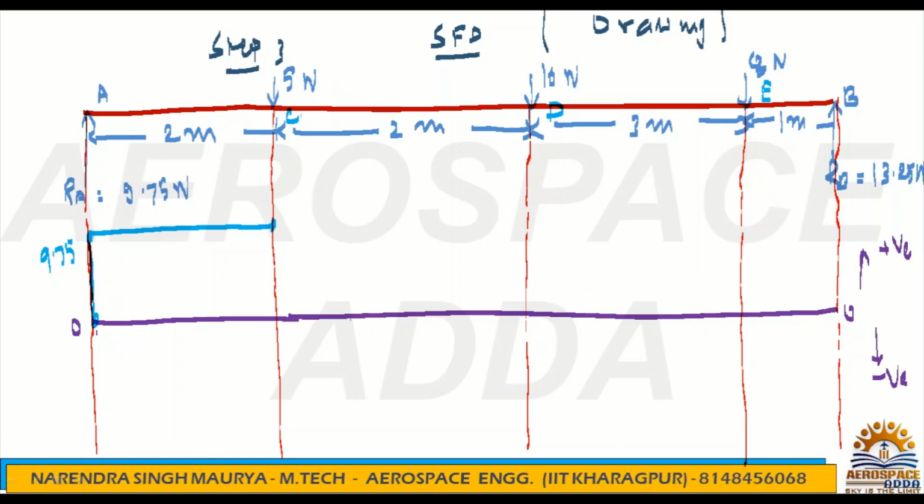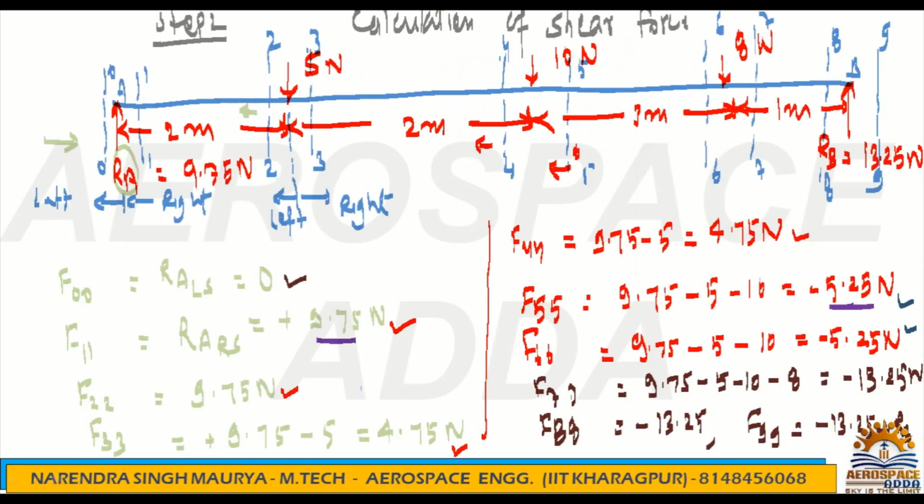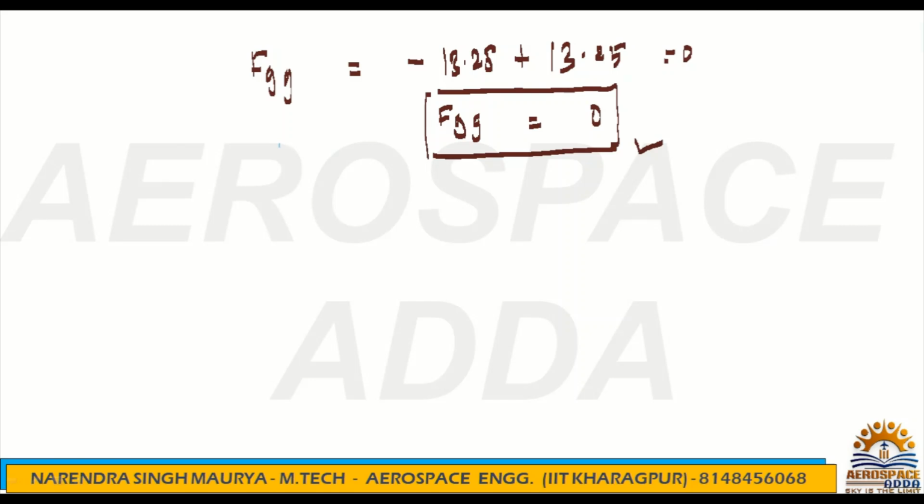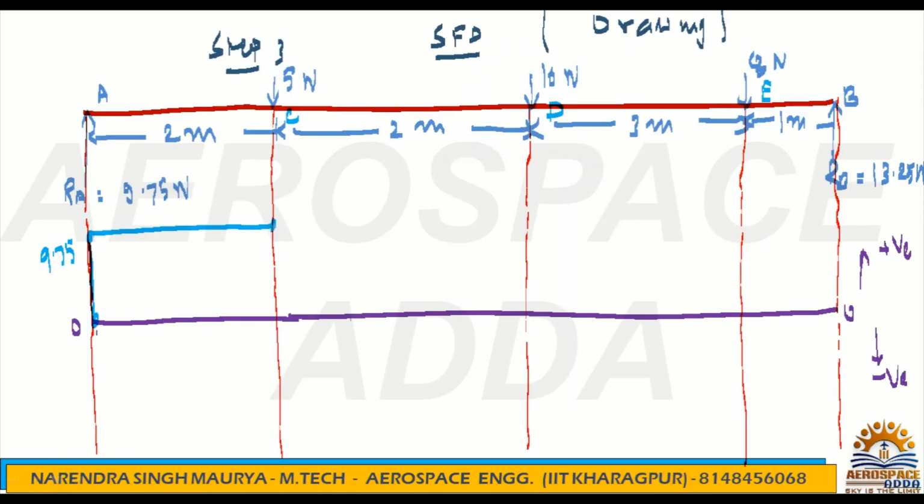Just before 5 Newton means 2-2, and just after 5 Newton means 3-3. So 3-3 will be 4.75, just after 5 Newton. Both just before and just after are associated with the 5 Newton, so always you have to draw the same vertical line here, because this value is 9.75 Newton, but just after 5 Newton it becomes F33.